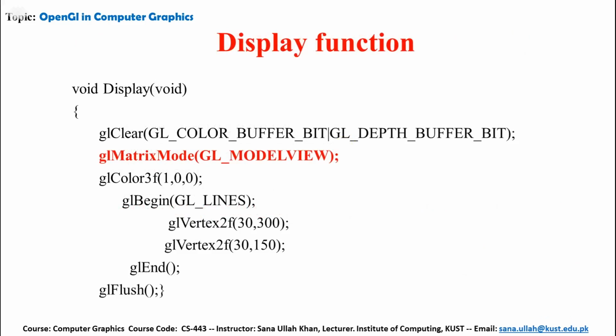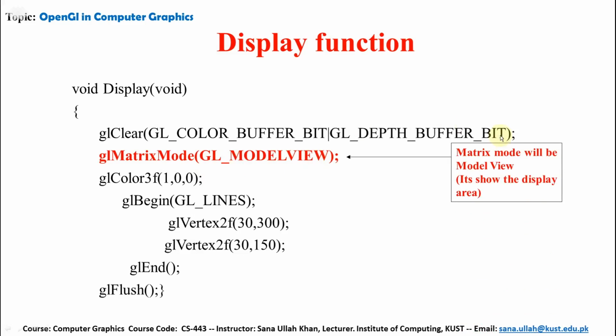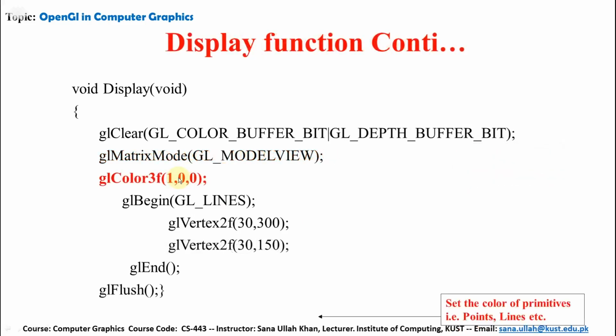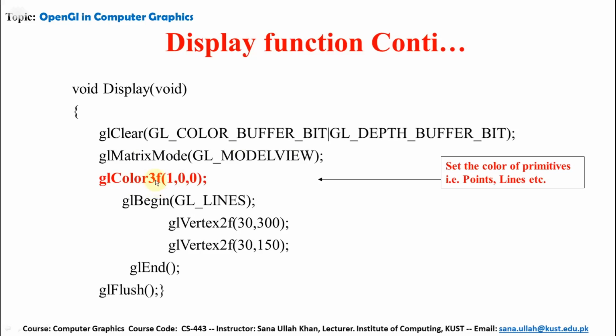So this is the display function. In the display function, glClear with the color buffer, which was used earlier in initialization. Matrix mode is model view, which shows the display area where these points will be displayed. Then glColor3f. Sometimes we write 2f, sometimes 3f, 2v, 2i. glColor3f means three-dimensional float values. If we write 3i, it is three-dimensional integer values. By default it is 1.0, 0.0, 0.0. It sets the color of primitives, points, lines, etc. Some objects' colors will be set from here.